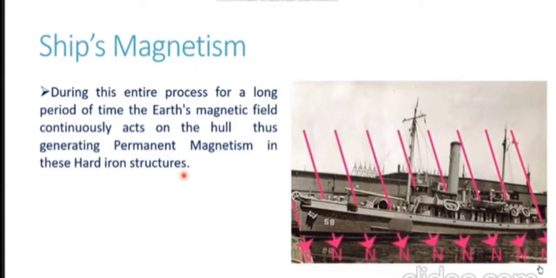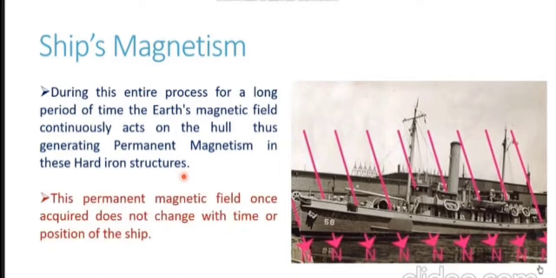So all these things, when they are happening and we are working upon this particular deck plate, the Earth's magnetic field is acting on that deck plate in one particular orientation, and this Earth's magnetic field acting on it during all these jobs or work being done generates a permanent magnetism in these structures. Since a lot of working is being done, they are hard iron structures, and the Earth's magnetic field generates a permanent magnetism in these hard iron structures.